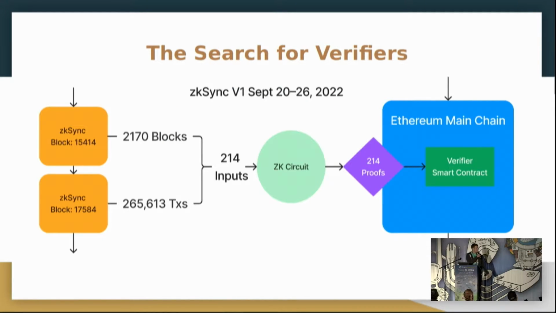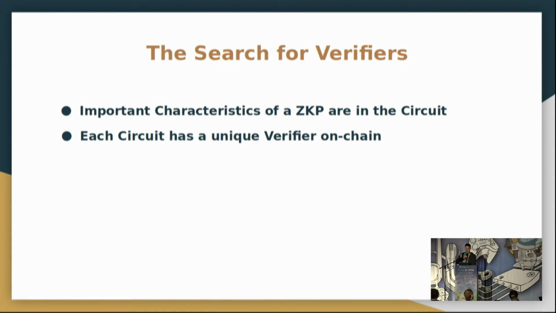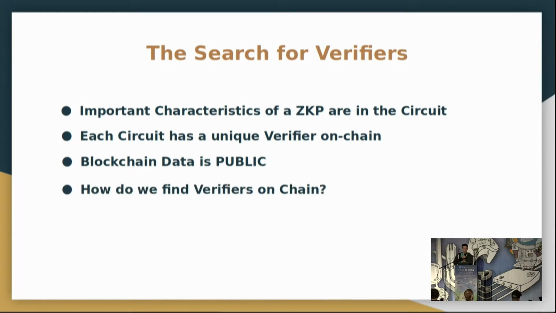Why is that? Here's a good example of ZK Sync V1 for one week in September of 2022. It produced, in that week, 2,170 blocks and 265,000 transactions, which were batched into 214 inputs. Those inputs went to the zero-knowledge circuit, which produced 214 proofs, and those proofs were then verified on-chain with the verifier smart contract. So each circuit has a unique verifier on-chain. So if we're going to use public blockchain data, how do we find those verifiers that represent the circuits on-chain?